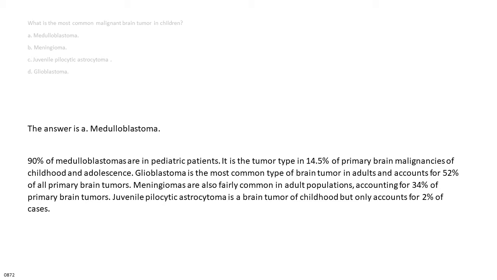90% of medulloblastomas are in pediatric patients. It is the tumor type in 14.5% of primary brain malignancies of childhood and adolescence. Glioblastoma is the most common type of brain tumor in adults and accounts for 52% of all primary brain tumors. Meningiomas are also fairly common in adult populations, accounting for 34% of primary brain tumors. Juvenile pilocytic astrocytoma is a brain tumor of childhood but only accounts for 2% of cases.